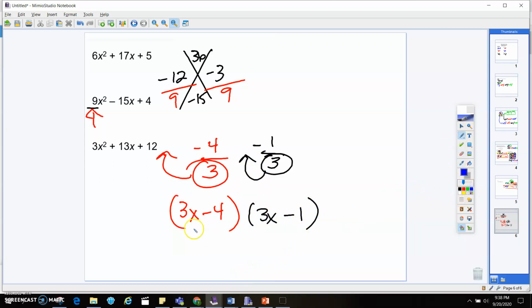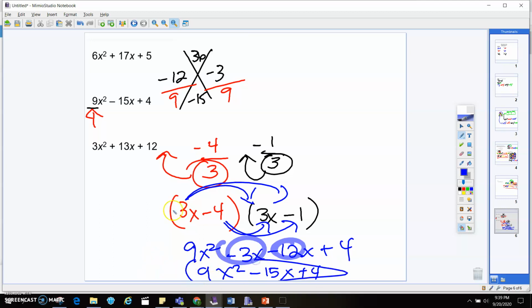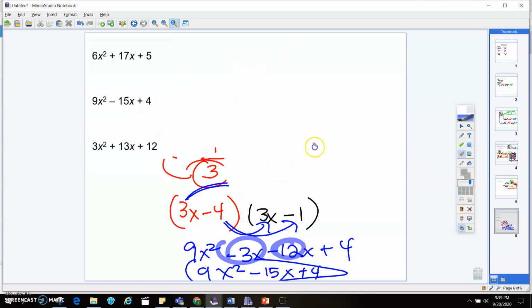In order to check this guy, we're going to multiply these back out. 3x times 3x is going to give us 9x squared. 3x times negative 1 is going to give us negative 3x. Negative 4 times 3x is negative 12x. And negative 4 times negative 1 is going to give us positive 4. If we combine our like terms, we got negative 12 and negative 3. That's going to give us negative 15x in the middle. We're going to bring everything else down, and boom, look at that. It's the same thing as the beginning. We're crushing it. We're killing it.